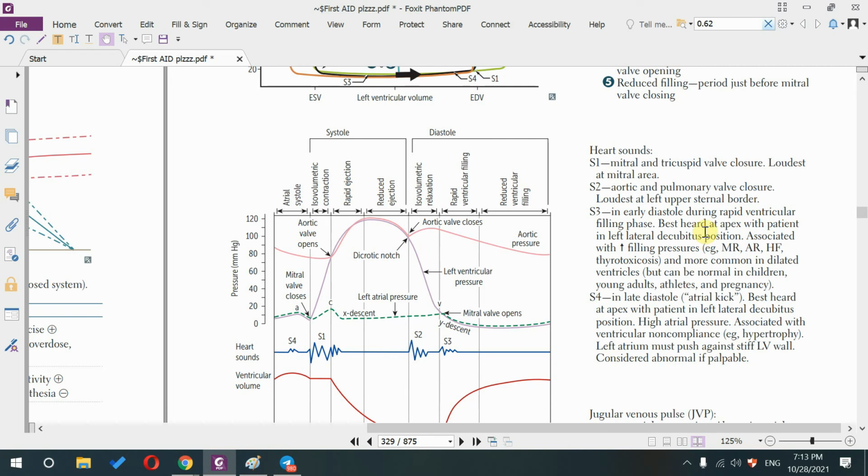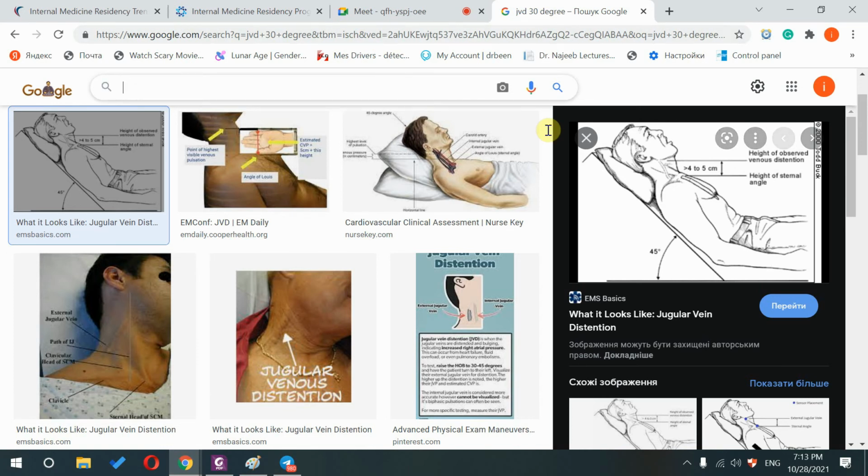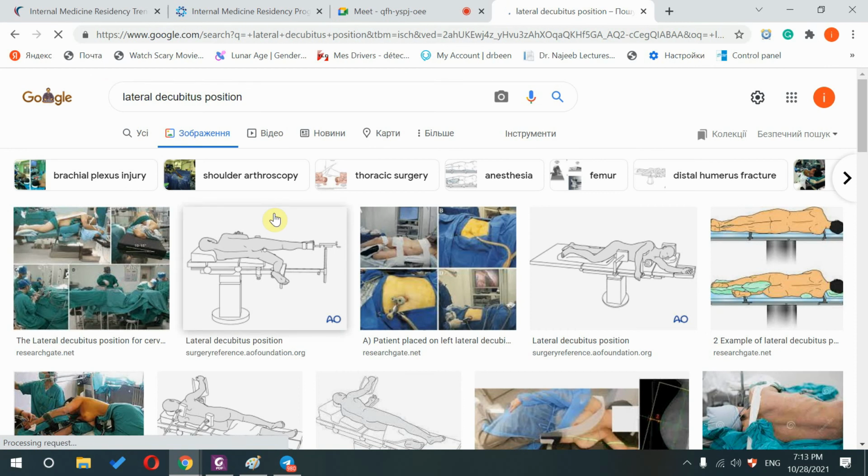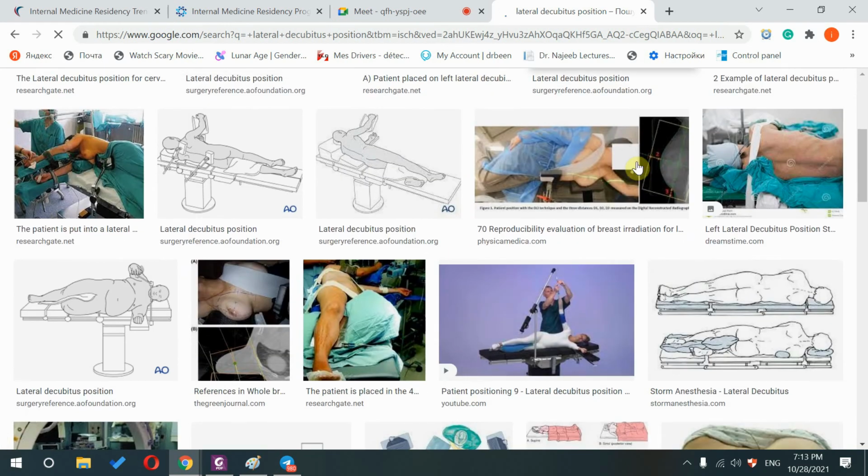So the S2 is aortic and pulmonary valve closure together, and it will be loudest at the left upper sternal border. I will speak about exactly the location in a moment. Don't worry too much about it now. So the S3, in early diastole, during rapid ventricular filling, is best heard at the apex when the patient is in the left lateral recumbent position. Decubitus position and recumbent position are kind of the same thing. Let me show you how it looks. It's like being a baby, but on the left side. So, yes, it's something like this.